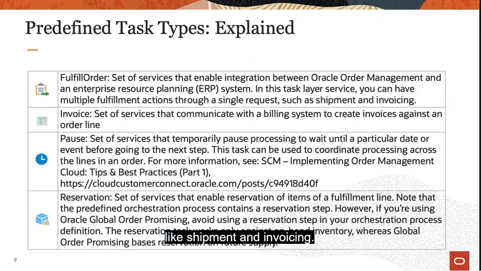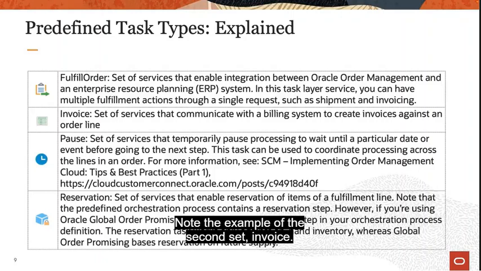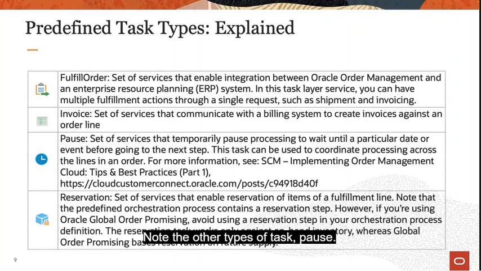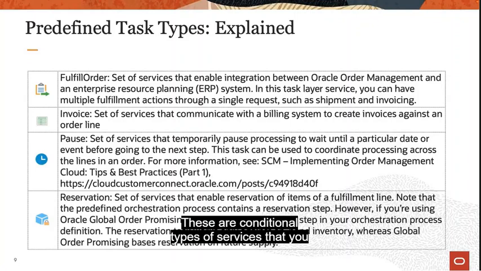Note the example of the second set, invoice. These are sets of services that can communicate with a billing system, such as Oracle Receivables Cloud, so that you can create invoices against an order line. Note the other types of task, pause. These are conditional types of services that you can use to temporarily pause a process so that it waits until a particular date or maybe a particular event happens before it goes to the next step.